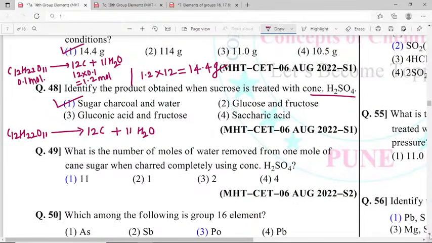Again, what is the number of moles of water? This is again the very same question. Number of moles of water removed from 1 mole cane sugar when charred completely with H2SO4.